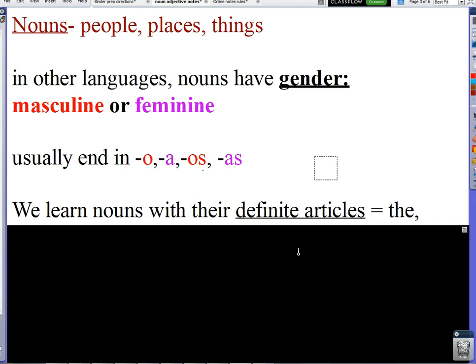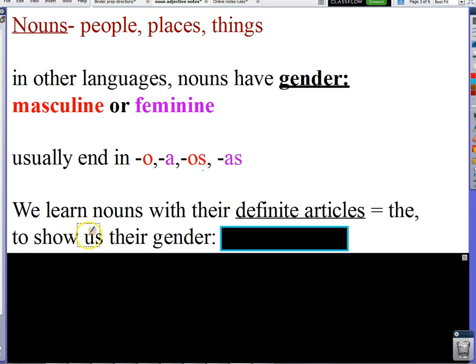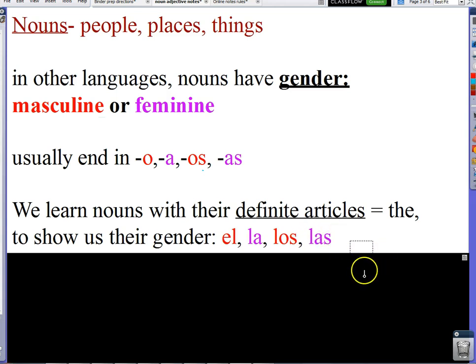We learn nouns with their definite articles. All definite articles mean the. And we do that so that we know for sure what gender the nouns are. So they show us their genders, and your choices to say the in front of a singular masculine noun is el, so that's masculine. La goes in front of feminine nouns. Los is the plural, masculine, and las is plural, feminine. So whenever you learn a noun in your vocab lists or on your vocab note cards, we always put el, la, los, or las in front to show us their gender.